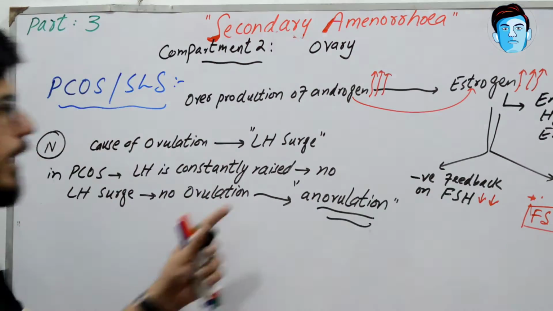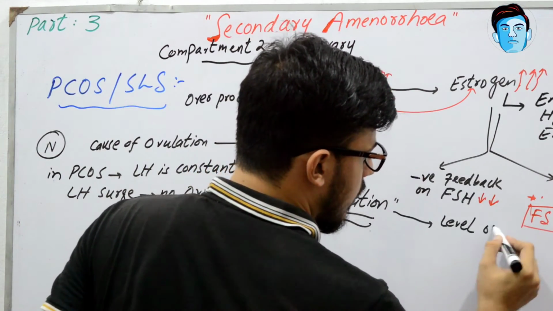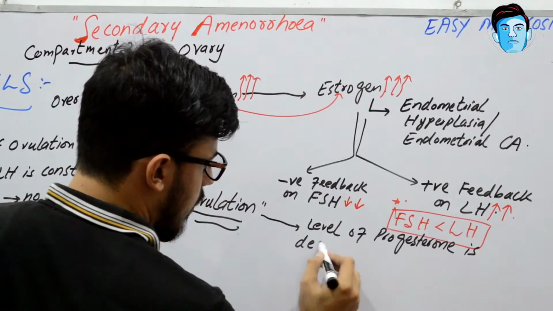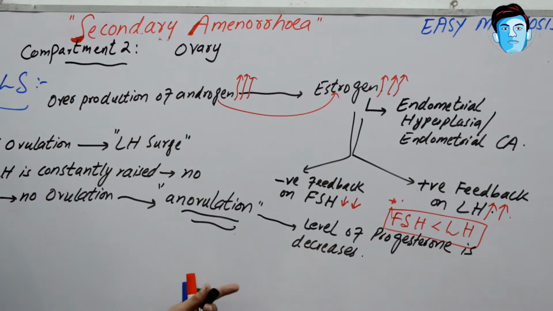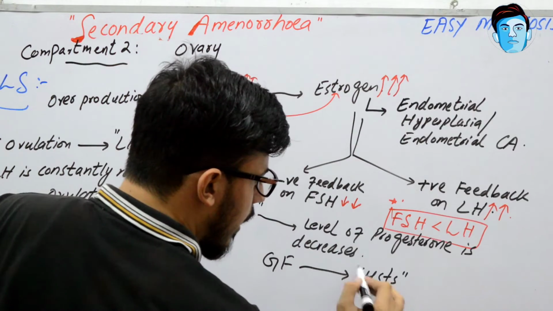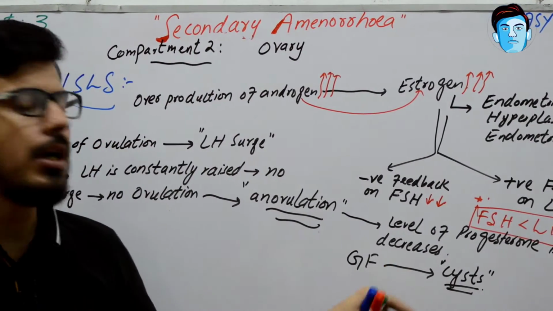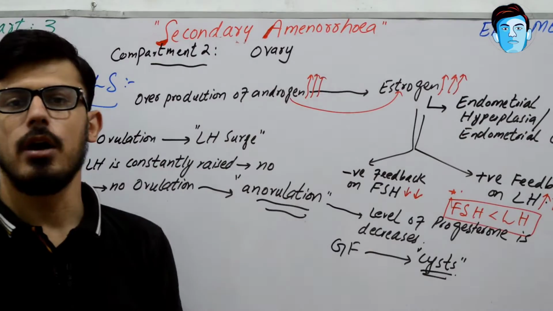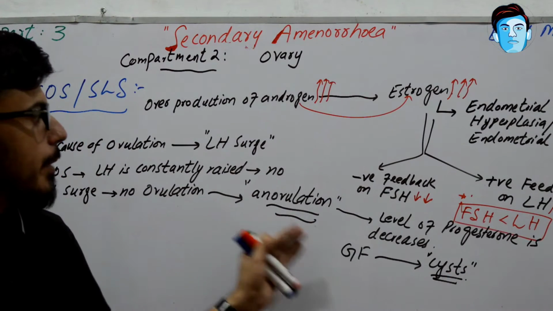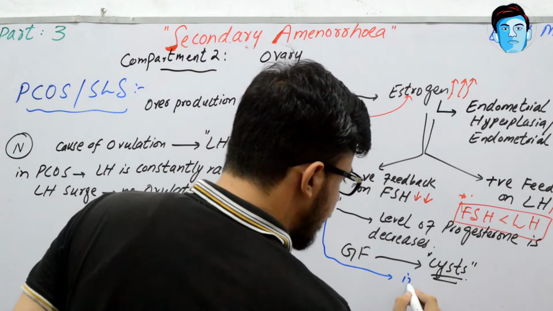So there is anovulation. Because of this anovulation, the level of progesterone decreases. Once the level of progesterone decreases, the Graafian follicle converts into a cyst. So there are multiple cysts formed, and that's the reason this is called polycystic ovarian syndrome, meaning there are multiple cyst formations in the ovary. Now these cysts are arranged around the periphery of the ovary and give it a necklace appearance. So this is important.